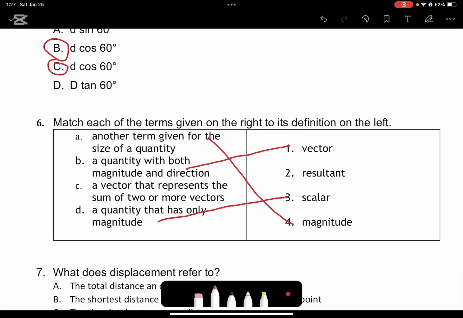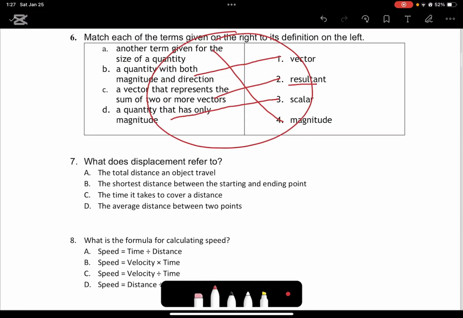And lastly, a vector that represents the sum of two or more means resultant. It's trying to find a result. Yeah, that's it. So it goes like that. Let's go down.